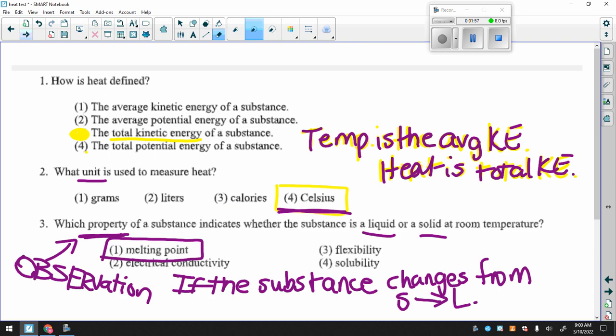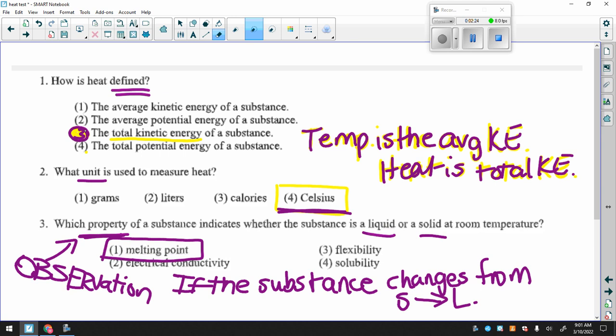How is heat defined? So, definition of heat. That comes straight from your cards. If you got this wrong, I'm going to cry. But a lot of people got it wrong, so I guess I'm crying. Heat is the total kinetic energy of a substance. Why is that correct? Because temperature is the average kinetic energy. This is the why. The purple is the why.